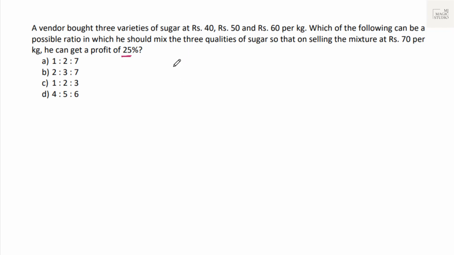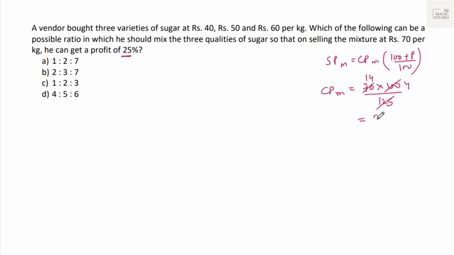In these kind of questions, first of all try to find the cost price of the mixture. Selling price of the mixture is equal to cost price of the mixture into (100 plus P) by 100. So cost price of the mixture is selling price, that is 70, into 100 by (100 plus profit 25), so 100 plus 25 becomes 125. 25 goes 4 times, 5 times, and this is 14. So the cost price of the mixture effectively is 56.